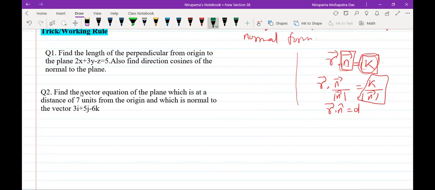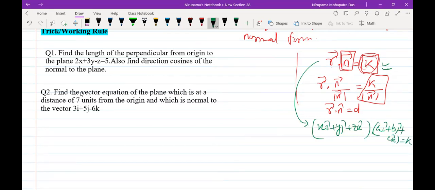Now coming to Cartesian form, you may be given like this. The r vector is xi plus yj plus zk, and the n vector will be given like this: ai plus bj plus ck equal to k or d, whatever. So we are getting ax plus by plus cz equal to d, any constant. It means a, b, c are the direction ratios of the normal to the plane.